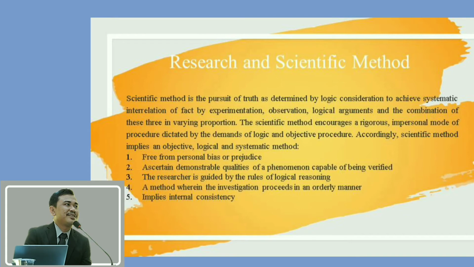And prejudice means you try to judge something before knowing or before studying data or any relevant evidence to support your judgment. So free from that, okay? And ascertain demonstrable qualities of phenomenon capable of being verified. It means that if you take the scientific method, it has to demonstrate the high qualities of phenomenon. It means that what you are studying is worth being studied.